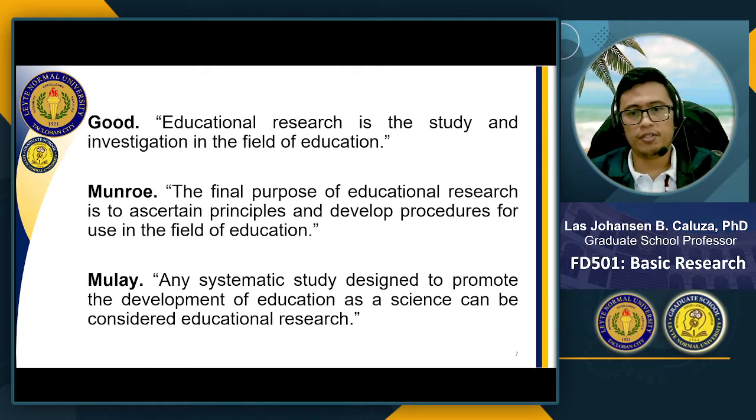Some definitions of terms are explicated on by the following. According to Good, educational research is the study and investigation in the field of education. Monroe defined the final purpose of educational research is to ascertain principles and develop procedures for use in the field of education. Mole stated that any systematic study designed to promote the development of education as a science can be considered educational research.